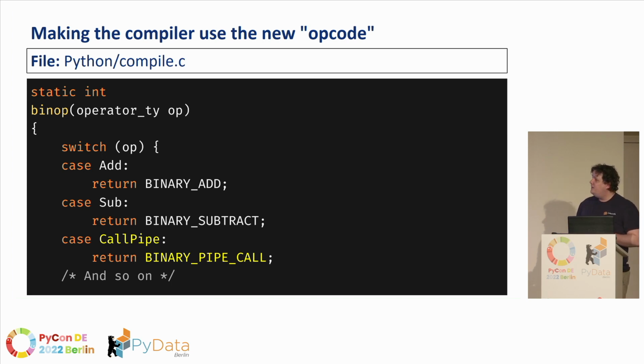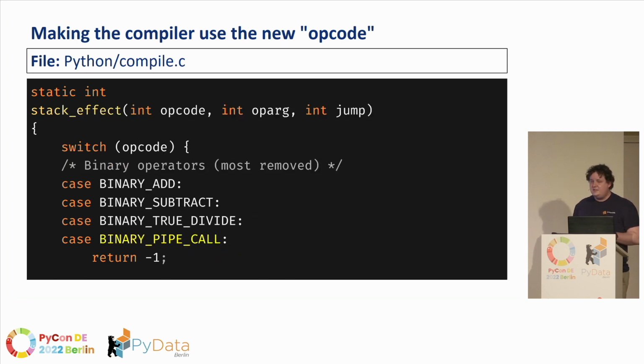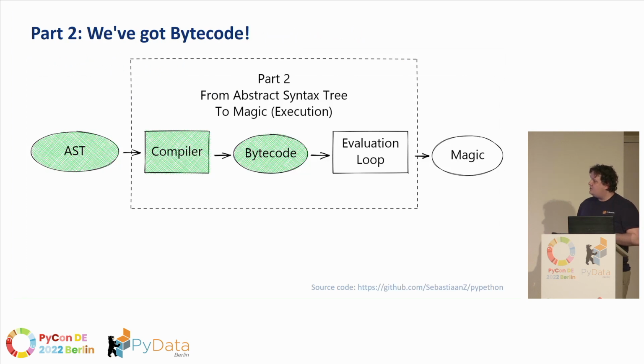There's one other thing that we need to do in this file. It's the stack effect. It has to do with the value stack. I'm not going to explain that to you, but if you add it with all the other binary operators, it will just work because we're going to remove one value from the stack later on. So that's cool. Now we can transform our source code all the way into bytecode, a list of instructions that the evaluation loop can actually execute.